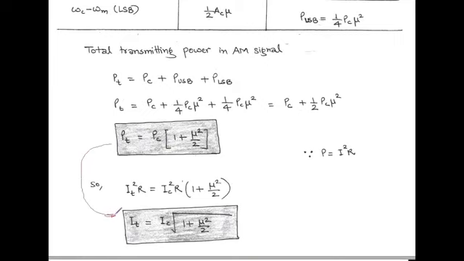With the help of this formula, we can also determine the total current. For this, we write power is equal to I square R. So in place of total power, we write IT square into R, and in place of carrier power, we write IC square into R. Here the R is cancelled and we get the total current, that is IT equals IC under root of 1 plus mu square upon 2.